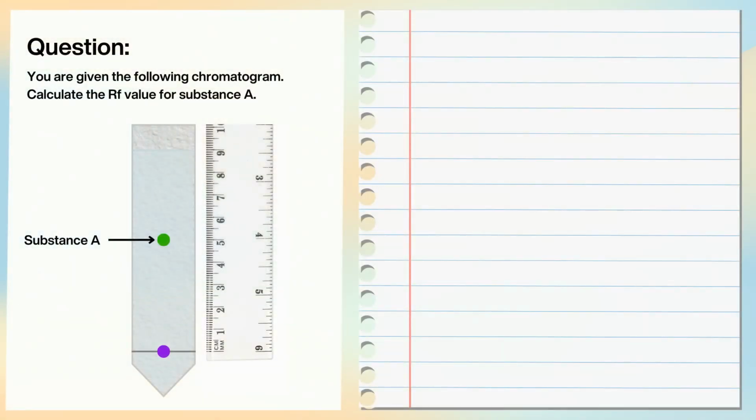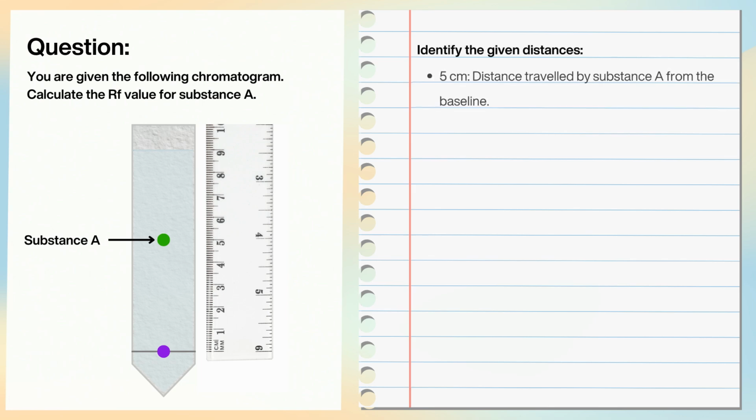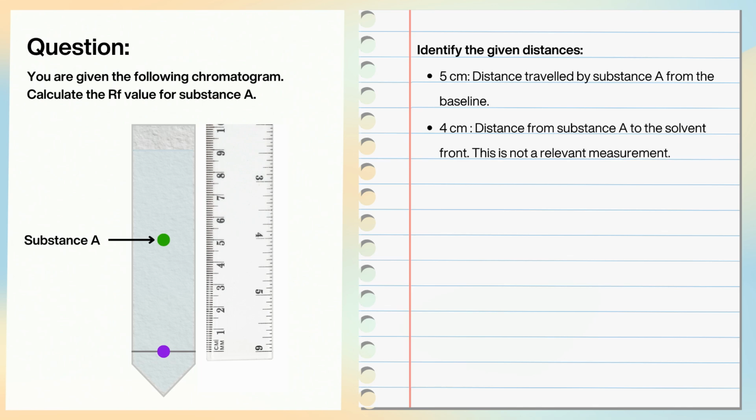Let's have a look at some questions. You are given the following chromatogram. Calculate the RF value for substance A. First, identify the given distances. So we have 5 centimeters, which is the distance traveled by substance A from the baseline. 4 centimeters, which is the distance from substance A to the solvent front. This is not a relevant measurement.